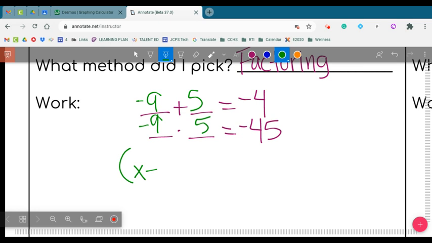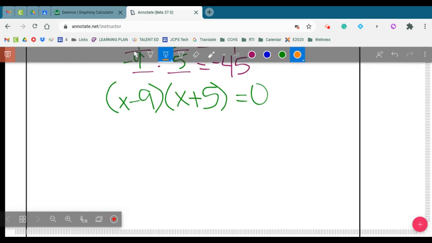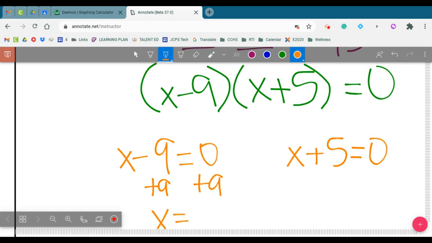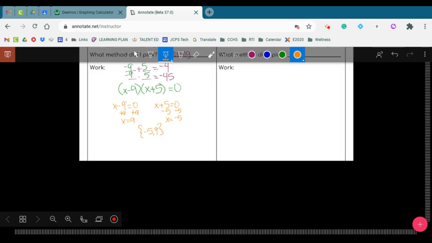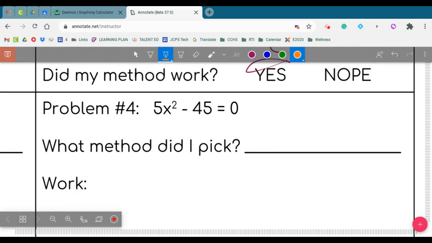So you're going to get x minus 9, x plus 5. Now we're solving. So we actually have to set these equal to 0. So I'm going to have x minus 9 equals 0 and x plus 5 equals 0. Add 9. X equals 9. X equals negative 5. So those are going to be my 2 solutions. So did this method work? Yes.